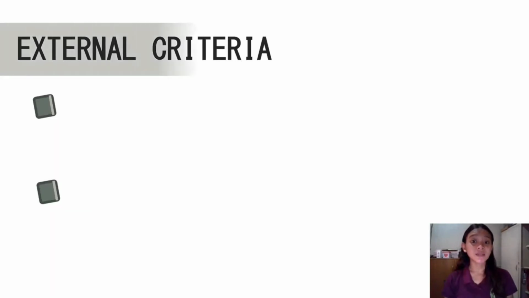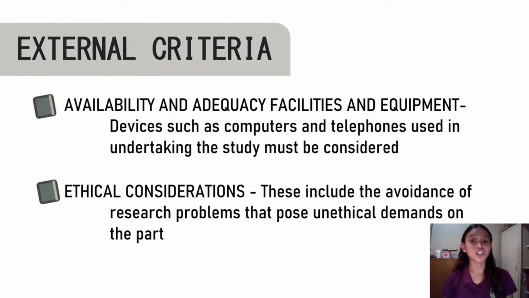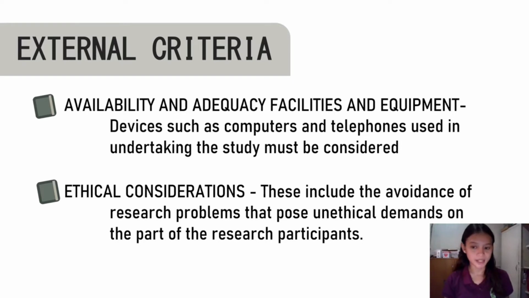And the availability and adequacy of facilities and equipment. These are the devices, such as computers and telephones, used in undertaking the study, which must always be considered. And next is the ethical considerations. These include avoidance of research problems that pose unethical demands on the part of the research participants.